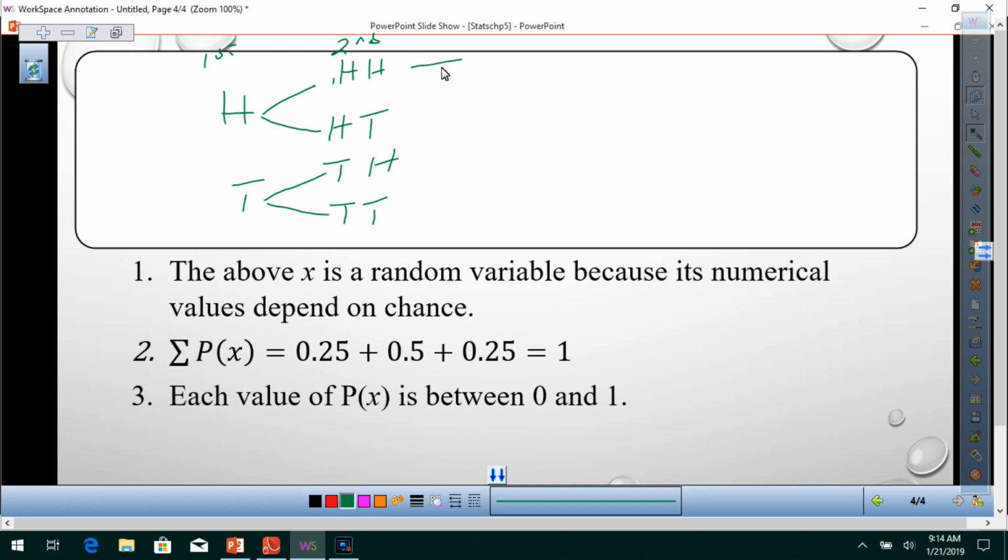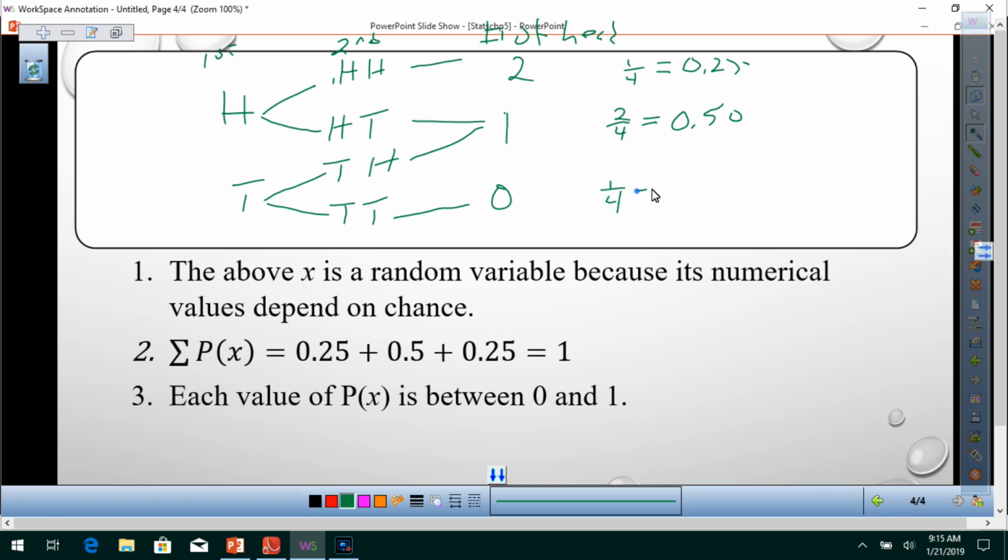So, number of heads. All right, here we got 2 heads, right? And what's that percent chance? 1 out of 4, and that would be 0.25. These two here, we get 1 head, but we've got 2 of them, so that would be 2 over 4, which is 0.50. And then this one here would be 0 heads, and there's 1 out of 4, and that's 0.25. All right, so that's where I came up with these.